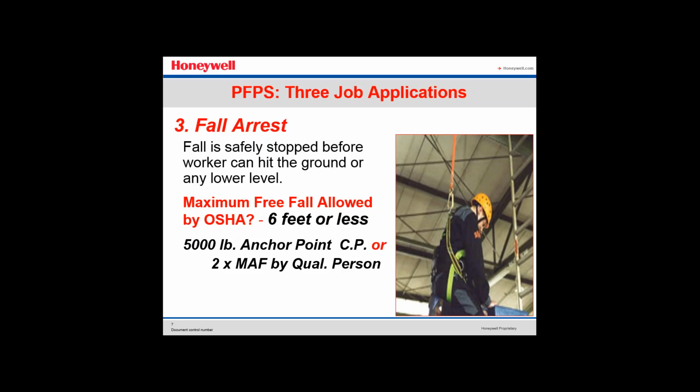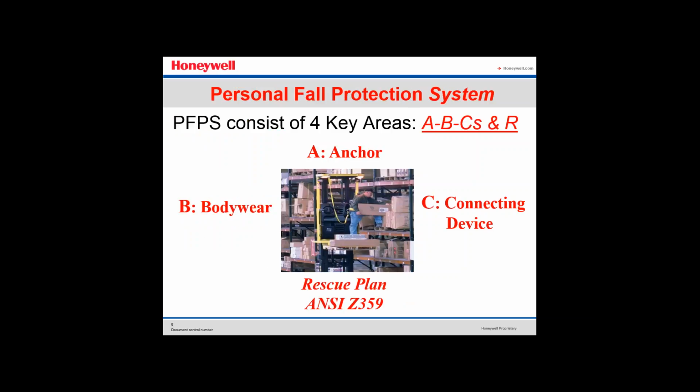Okay, so you can go to the manufacturer's websites and you can look at their equipment, and if they say this is for fall arrest, this is positioning, you're narrowing down your options when you classify your work or your job by the way the manufacturers produce the equipment that's available to you. All right, so those are the three job applications. So no matter what job you're going to do, those are the three that you look at.